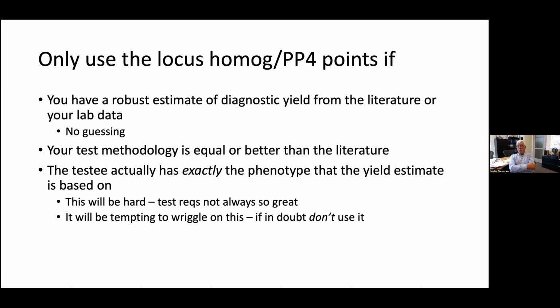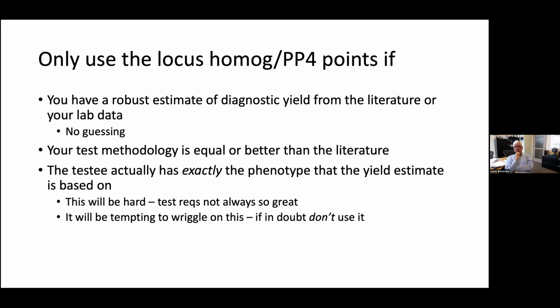You also need to be sure that your test methodology is equal to or better than the literature, right? If the literature diagnostic yield, let's say, is based on sequencing and CNV assays, and you're just doing sequencing, you can't use their diagnostic yield because you're not doing CNV testing. So your methodology has to be equal to or better than that used in the literature or the data set that you're invoking to use that criterion. And the third one is the testee has to have exactly, or preferably more than, the phenotype that the yield estimate is based on.